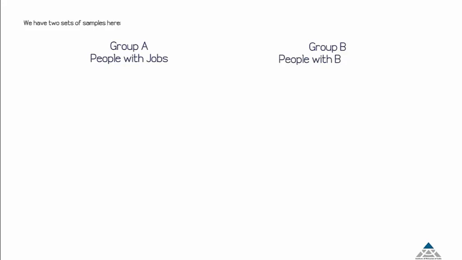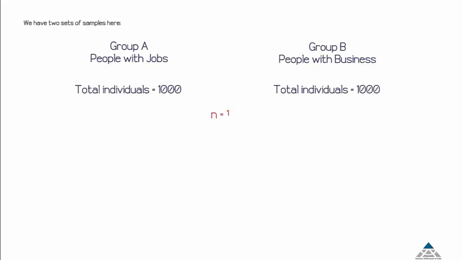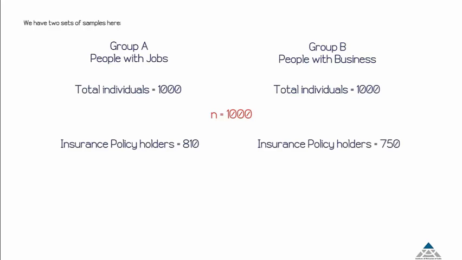We have two sets of samples here. One set of observations belong to people who are in jobs, and the other set is of businessmen. Both the groups have 1000 observations each. Therefore, n is equal to 1000 in both. We have 810 people with insurance policies in group A, which is the group of people with jobs. The group of businessmen have 750 policy holders.